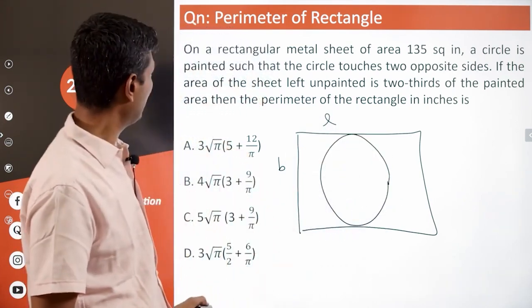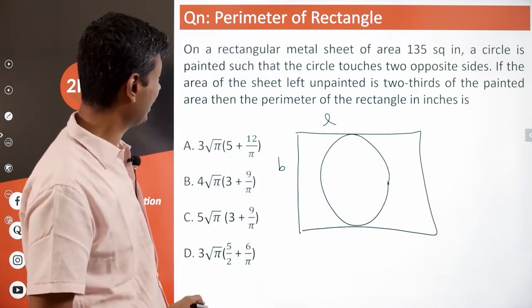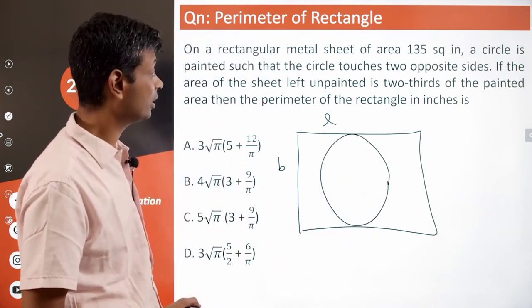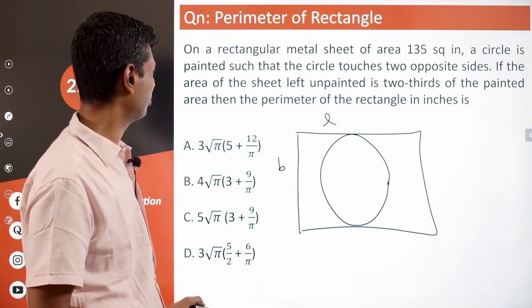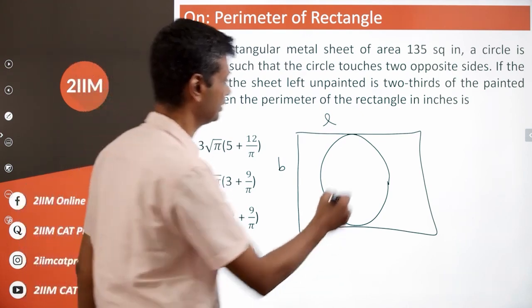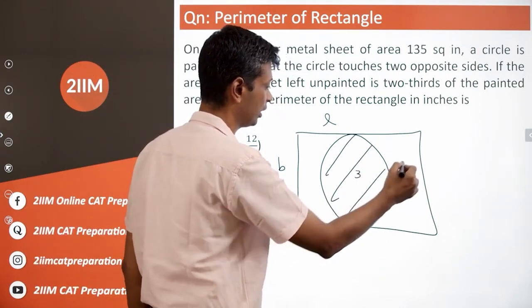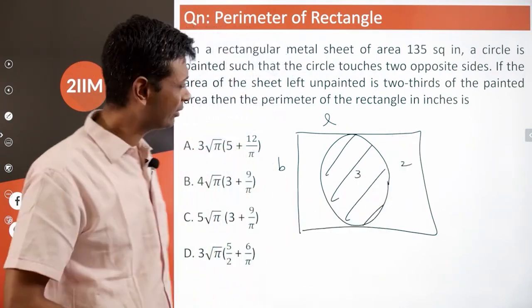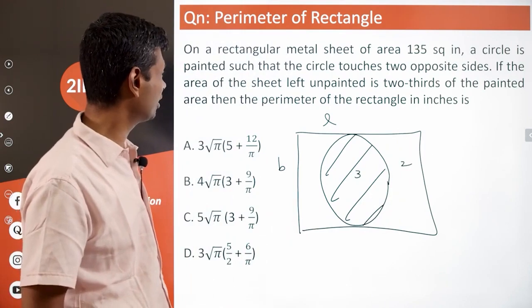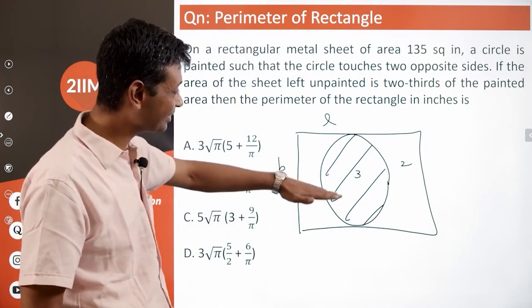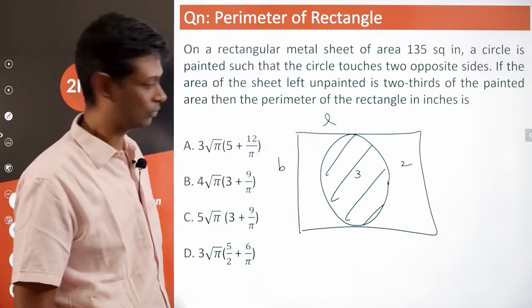Right? If the area of the circle is painted, the area of the sheet left unpainted is 2/3 of the painted area. That is, this area is 3, this area is 2. Right? Quite simply, we need to find a link between the radius and the length. So, how do we do that?